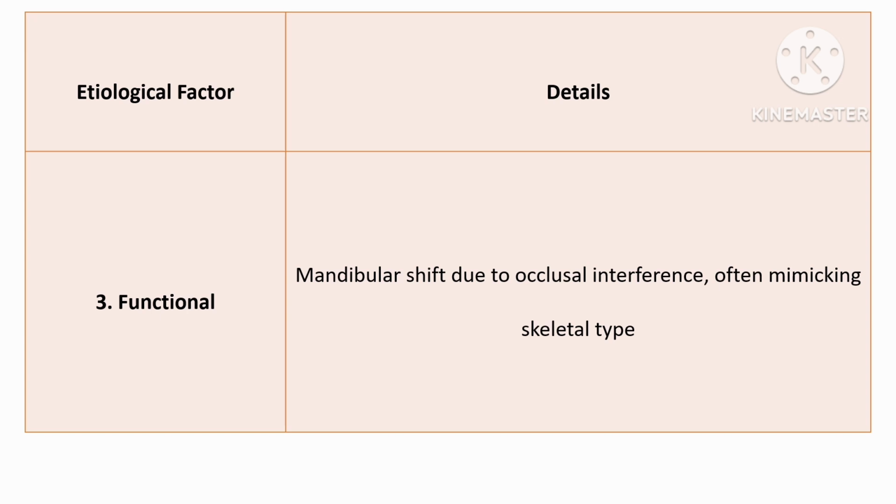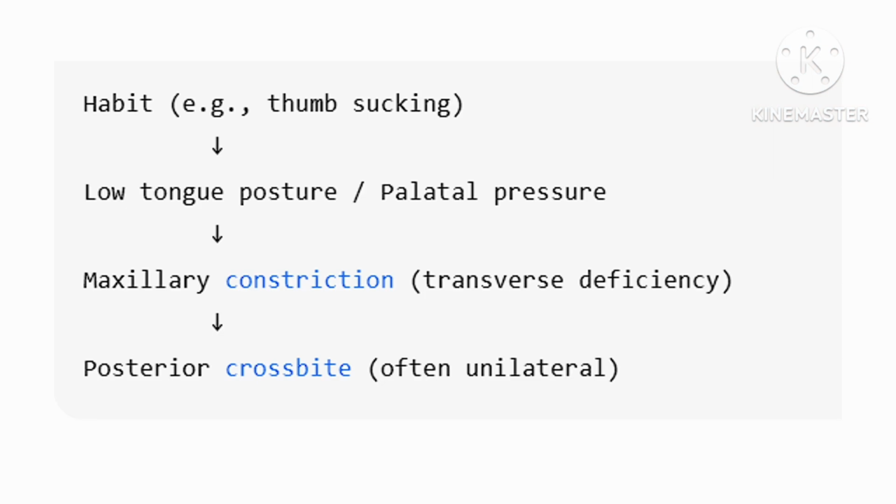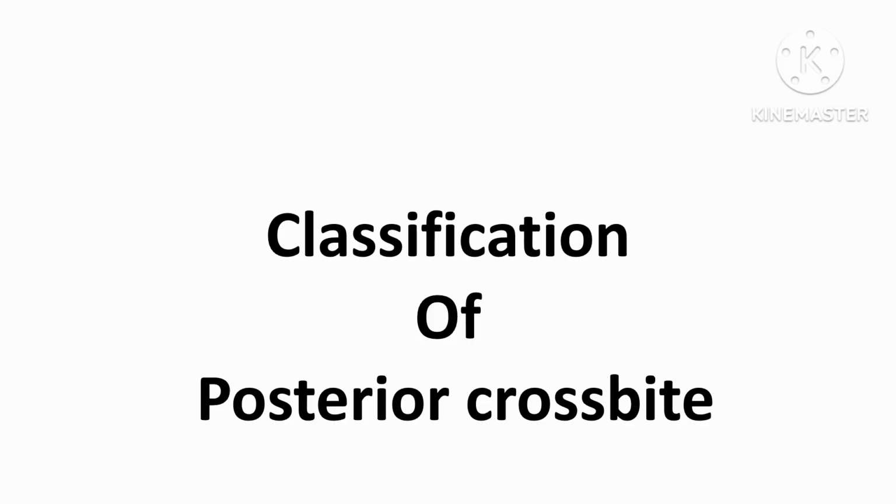Functional factors arise from the mandibular shift due to occlusal interferences. These often appear unilateral but may result from bilateral maxillary constriction as a child shifts the mandible to achieve a comfortable bite. Apart from dental, skeletal and functional factors, environmental and habitual factors may also contribute to posterior crossbite, such as prolonged thumb sucking, pacifier use, mouth breathing, nasal obstruction, and abnormal tongue posture can alter normal arch development.